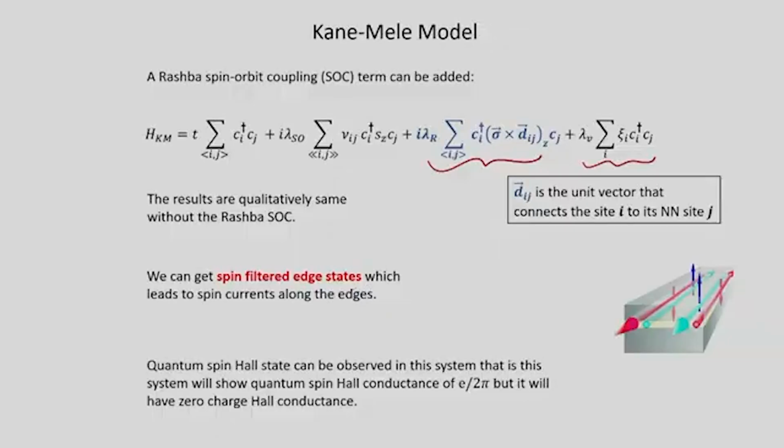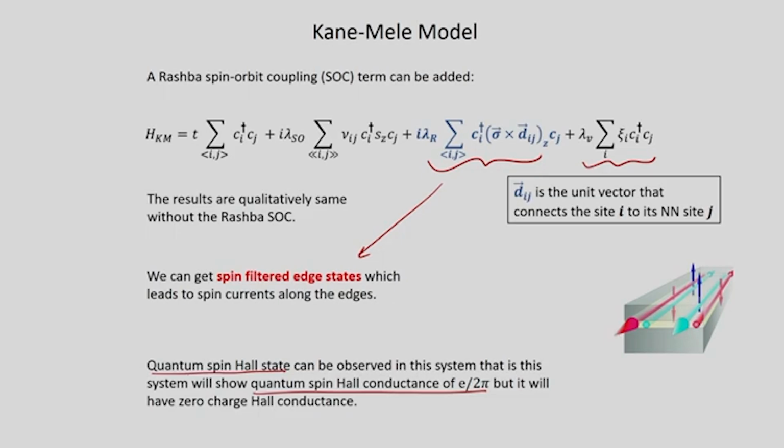And we get spin filtered edge states because of this term that we see here, and there are spin currents that will be there, and one gets a quantum spin Hall phase which is observed in the system, and there is a quantized Hall conductance in the spin sector, which we call the quantum spin Hall conductance, as opposed to the charge Hall conductance, which is equal to 0 here.